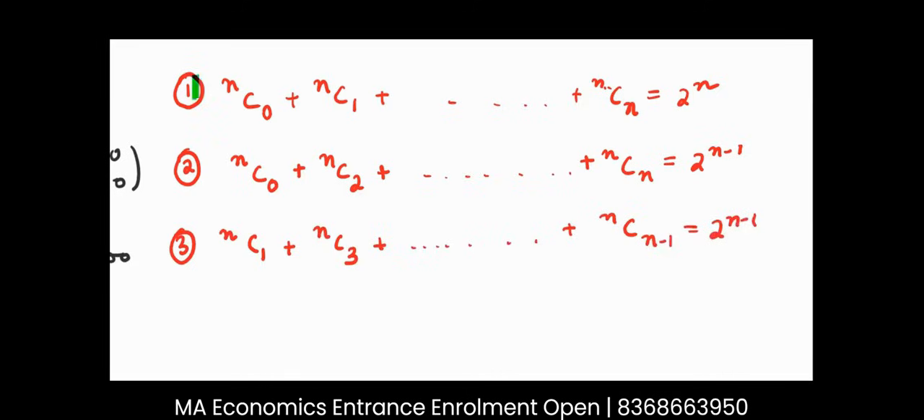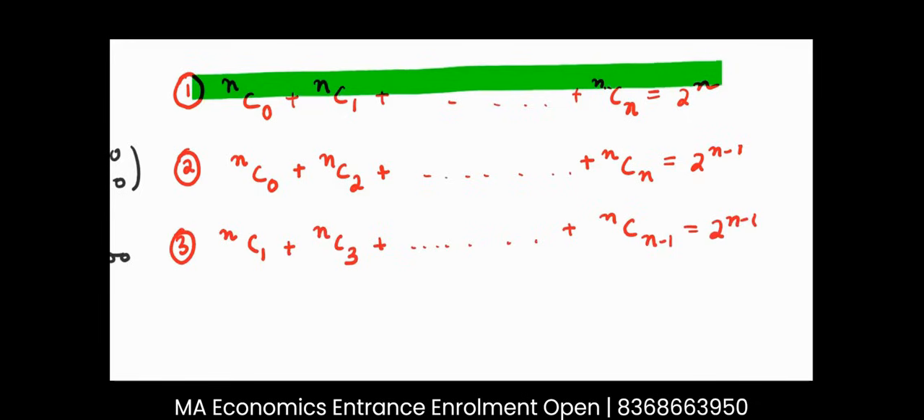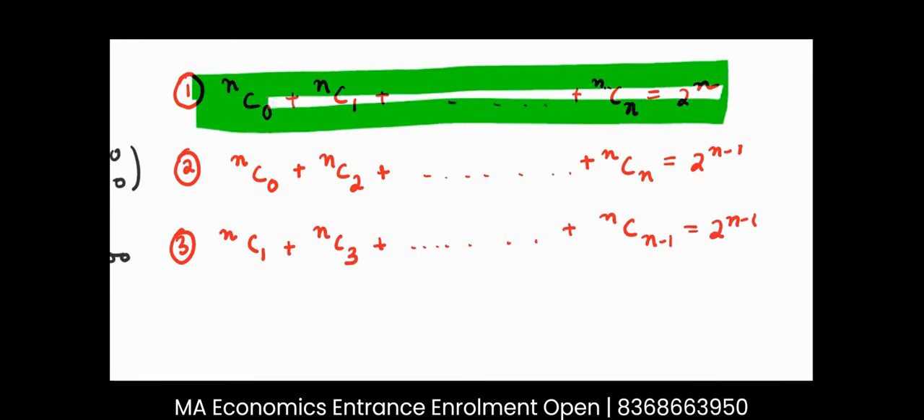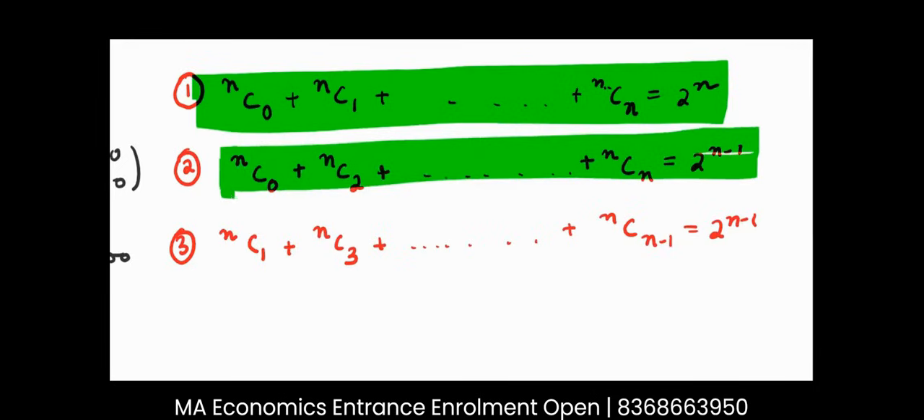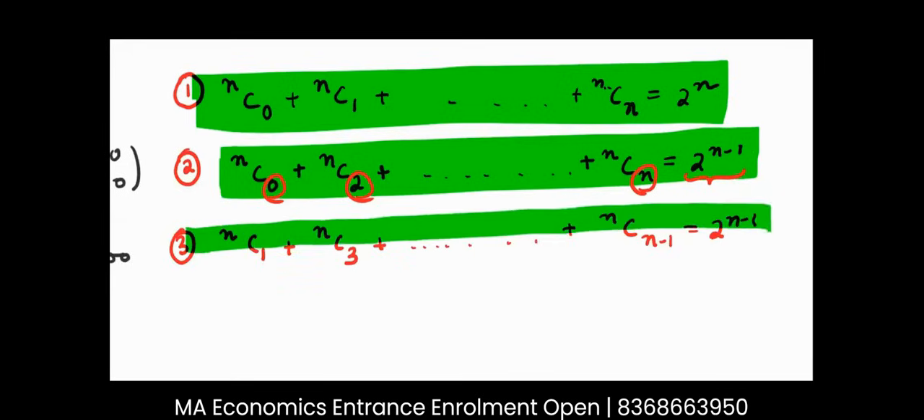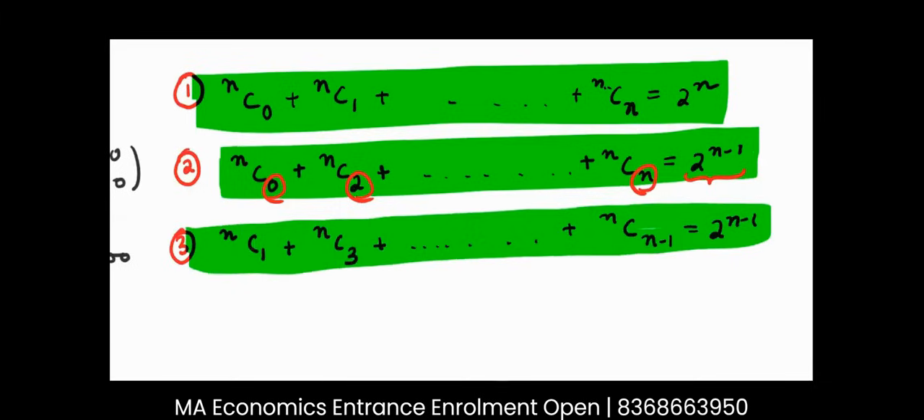So if I sum all nC0 to nCn, I get 2 raised to the power n. If I take only the even ones, nC0, nC2 till nCn, this is 2 raised to the power n minus 1. And if I take only the odd ones, then also it will be 2 raised to the power n minus 1.